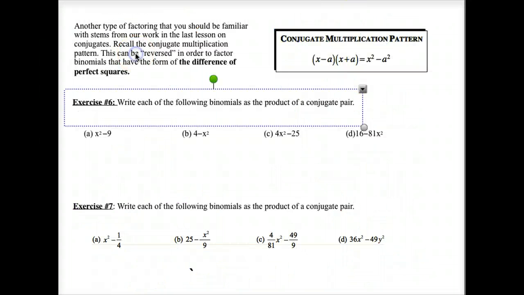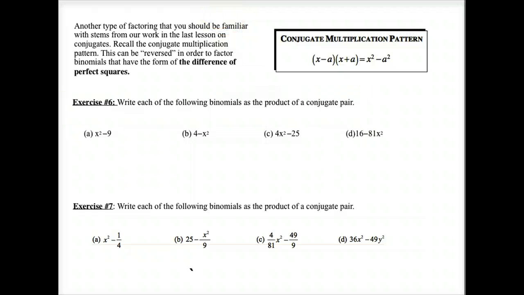So remember we talked about conjugates earlier. When we multiply conjugates, when we had a plus and minus, we just square the terms. These are what I talked about called the difference of perfect squares. So the key is to get something where all the exponents are squares, and then I kind of branch it off. So write the following binomial as a product of conjugates.